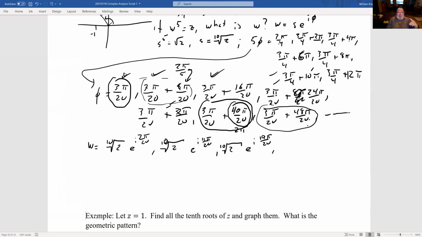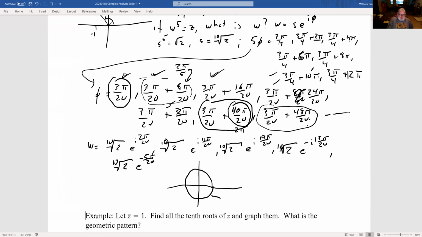If you go the other way, though, 27 pi over 20 is going to be minus 13 pi over 20. That's 10th root of 2 e to the minus i 13 pi over 20. And then the last one is 35 pi over 20, which is 10th root of 2 e to the minus 5 pi over 20. So there's all my roots. Great, so how are they distributed? Well, I'll put in a circle whose radius is the 10th root of 2, because all of these numbers have the same modulus.